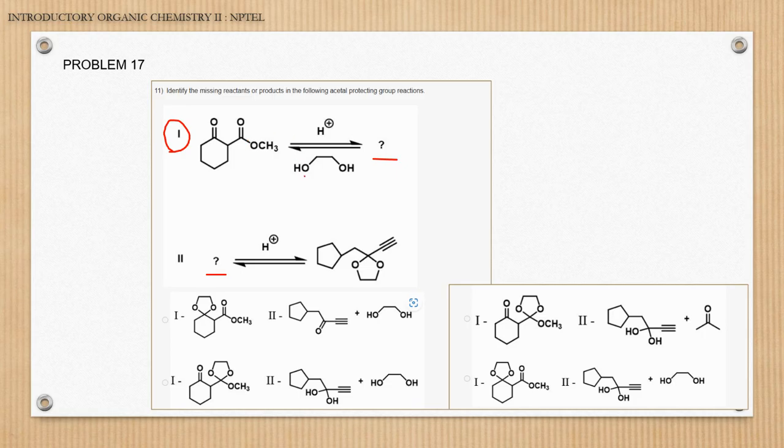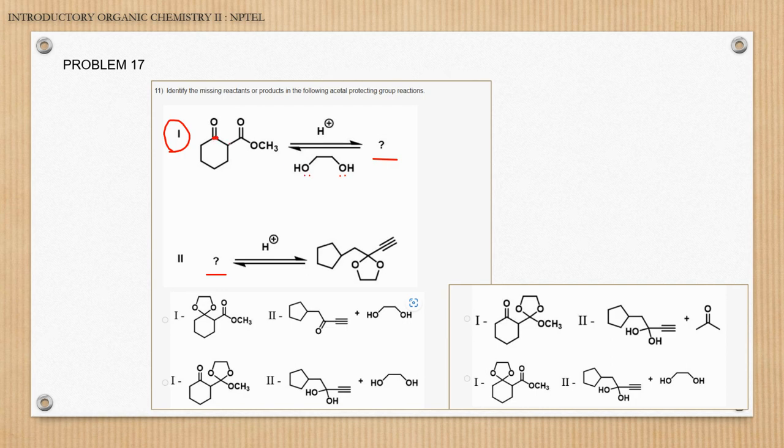So now coming to the first. What is happening here, guys? Now tell me, in between ester and ketone, this acetal protection will be happening of which? Like ester will get protected or ketone will get protected? Ketone, okay, ketone will get protected. Ketone or ester? Ketone, na? Okay.